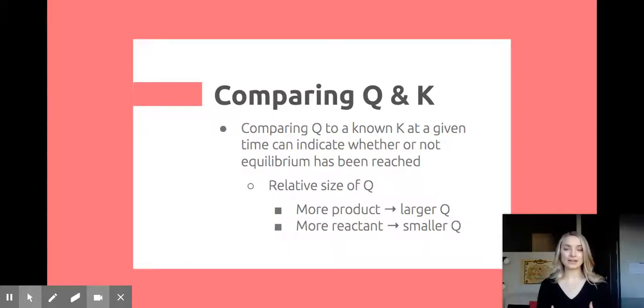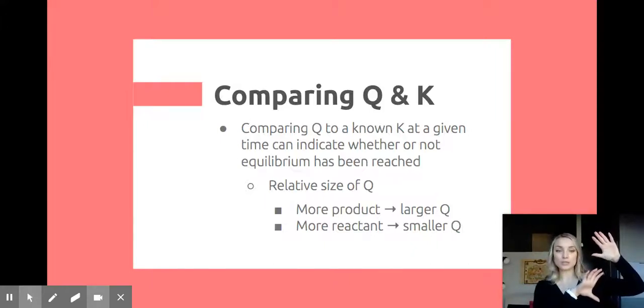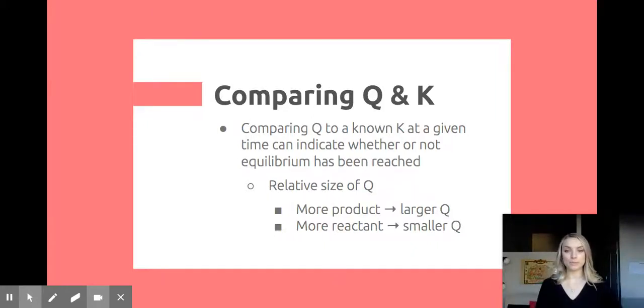This depends on us understanding the relative size of Q. If you think back to what Q is, it is the ratio of products to reactants. If we have more products, we are taking a larger number and dividing it by a smaller number, and relatively, that will give us a larger Q. If we have a smaller number of products and a larger number of reactants, we take the smaller number divided by a larger number, and that gives us, relatively speaking, a smaller Q value. So, what does this look like for us to actually compare Q and K? Let's take a look.